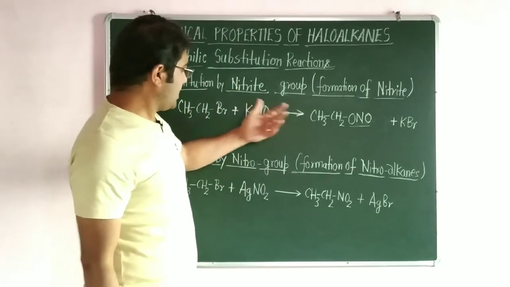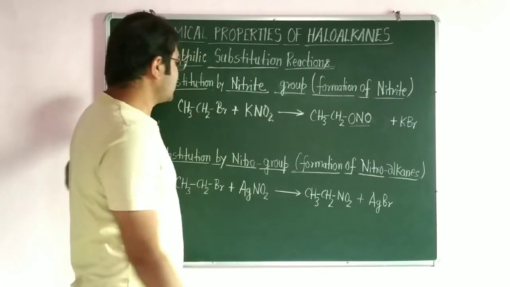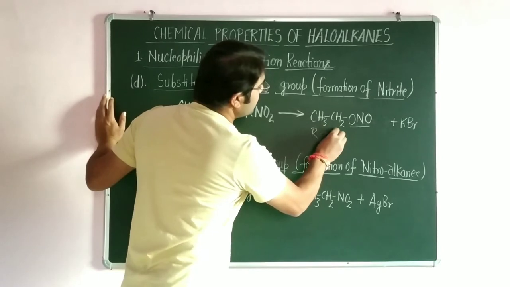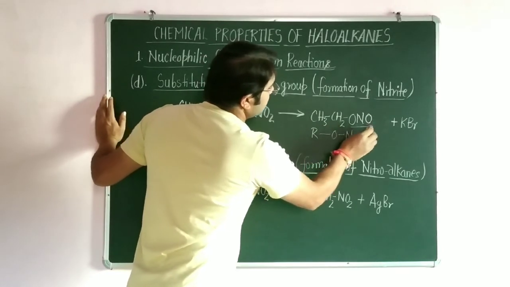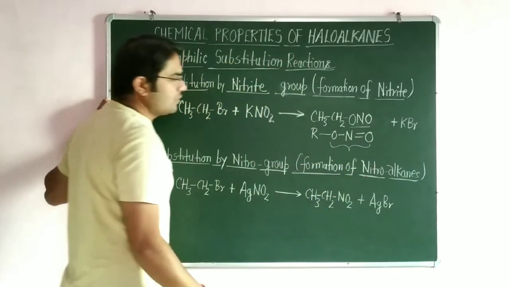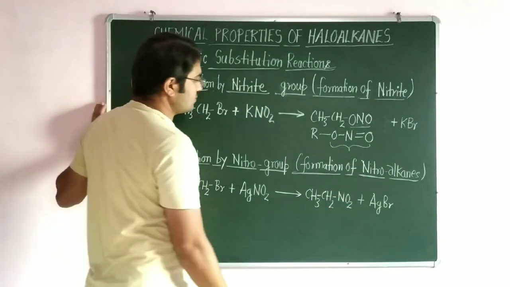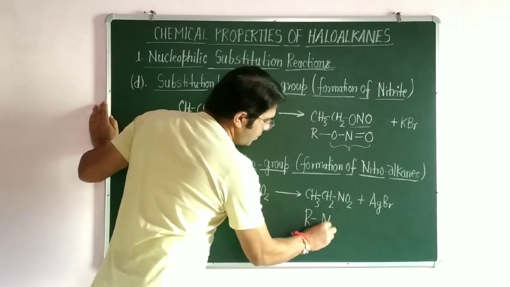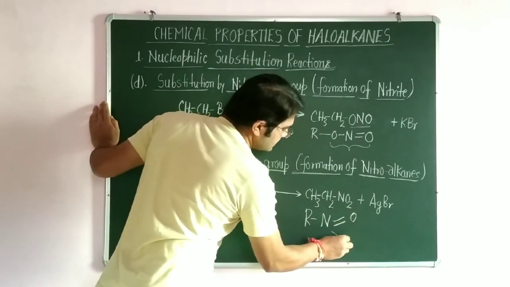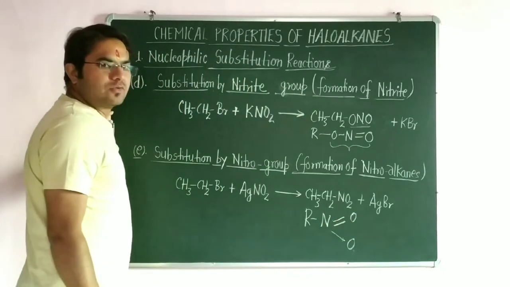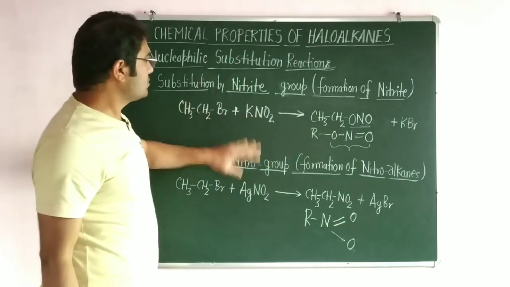The reason behind that is the same, because KNO2 forms an ionic compound and it gives R alkyl part, O, and double bond O. So this is the major product formed here. ONO is the bond formed here, that is known as nitrite, and in the other case R and NO2 form in this way, with double bond O and single bond O. So in this way nitro group and nitrite group are formed by these two reagents.